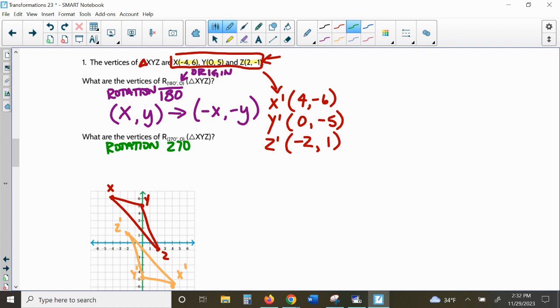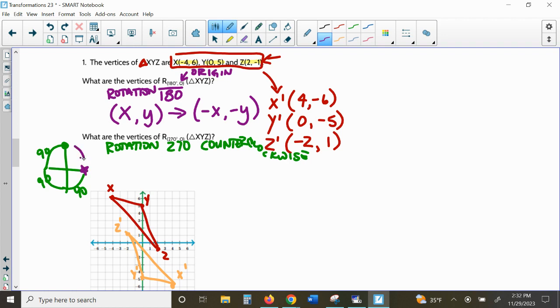270 degrees counterclockwise. Because it doesn't say which way, right? Clockwise, counterclockwise. So that means if I'm thinking about my graph, if I start here and go 270 degrees, that's 90 plus 90 plus 90. So right here is my 270, right? And so that is the same as going 90 degrees clockwise, right?